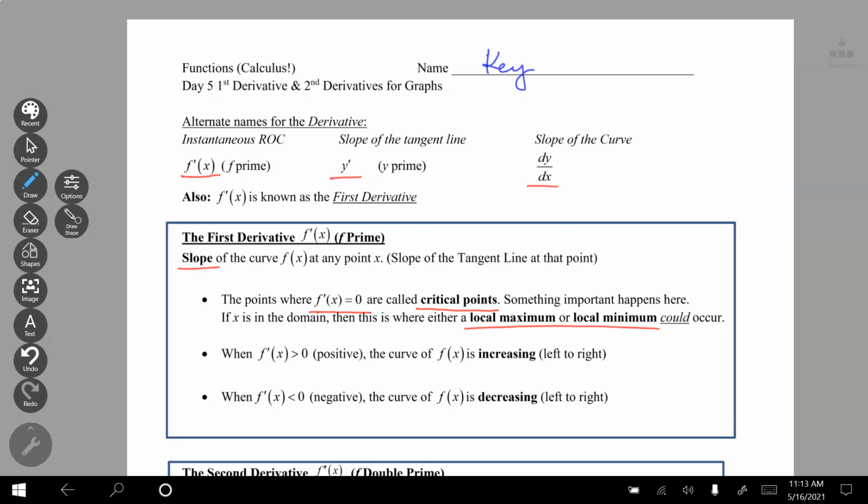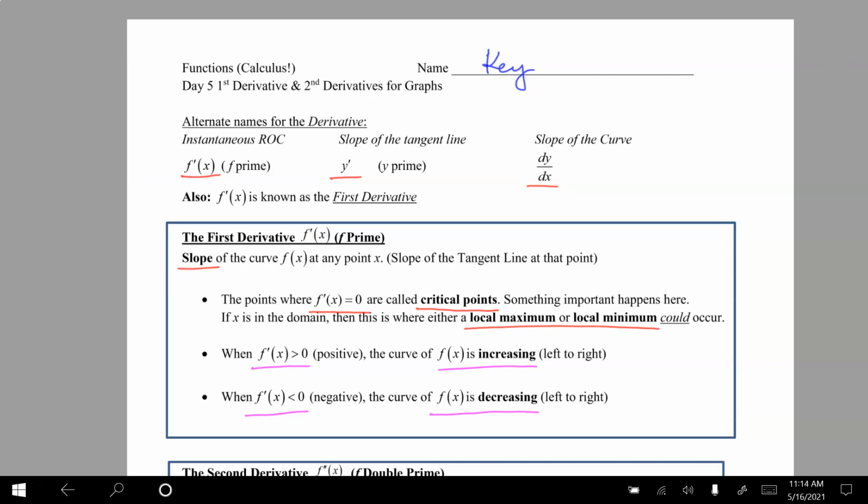Okay. The other part is, if f prime is positive, that means the slope is positive. That means the function is increasing. We always read left to right. And if f prime is negative, that means the slope of the graph is negative. That means the function is decreasing. I think you already know this. Positive slope means the graph is going uphill. Negative slope means the graph is going downhill, and so on and so forth. Now we're going to use our derivative ideas and nomenclature to describe these ideas.